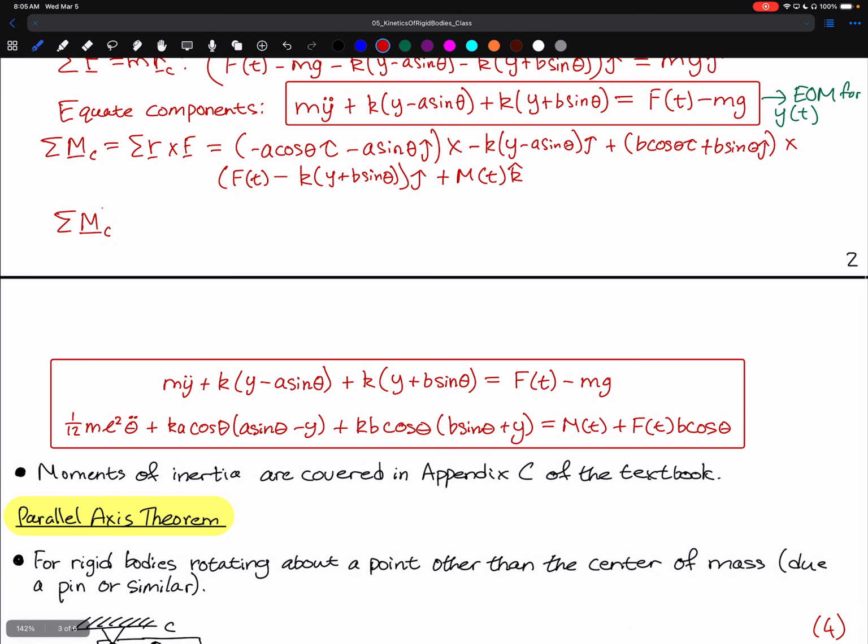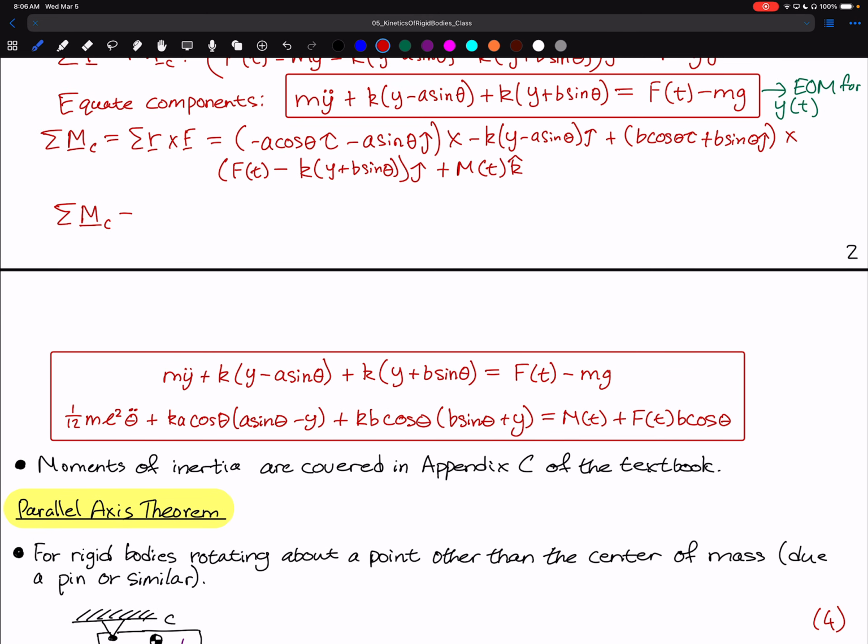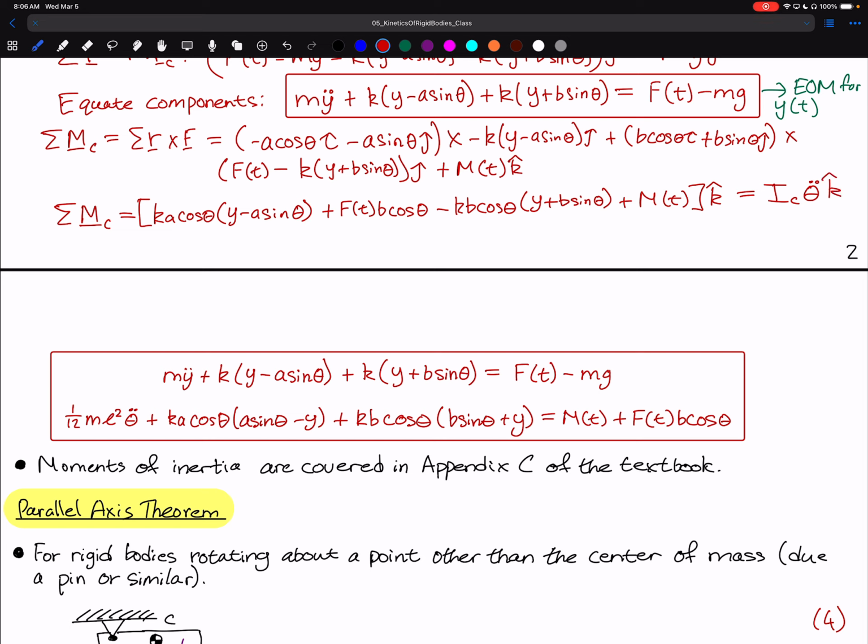Okay, so if we compute those moments, everything's going to be in the k hat direction, and we're going to end up with ka cosine theta times y minus a sine theta, plus f of t times b cosine theta, minus kb cosine theta times y plus b sine theta, plus that external moment, all of that in the k hat direction, and this is equal to I_C times theta double dot in our k hat direction.